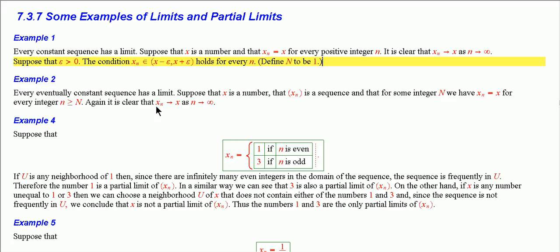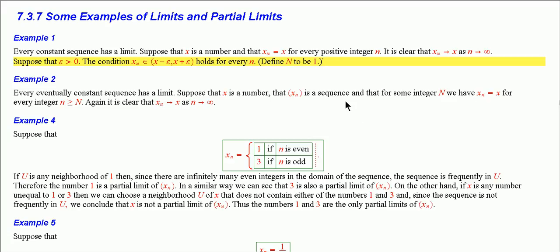Now, number 2. Every eventually constant sequence has a limit. We're given that x is the number and you've got a sequence, and that for some integer big N, the condition xn equals x holds from now and forever after. You see?